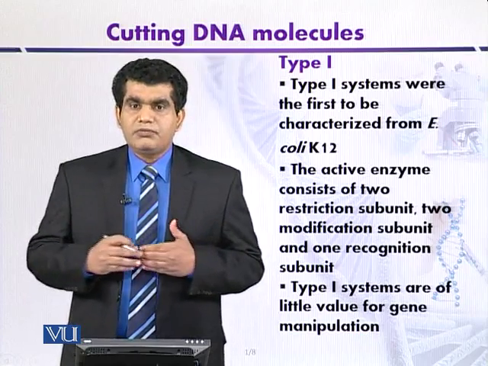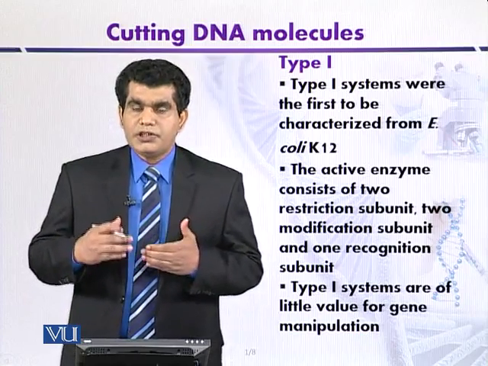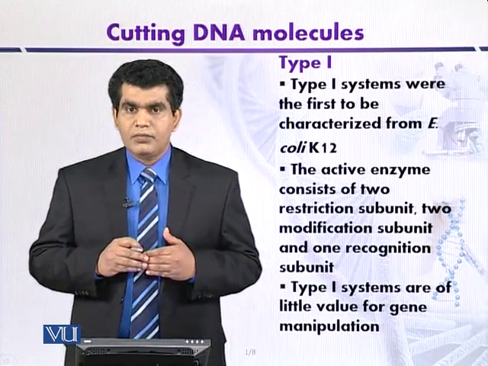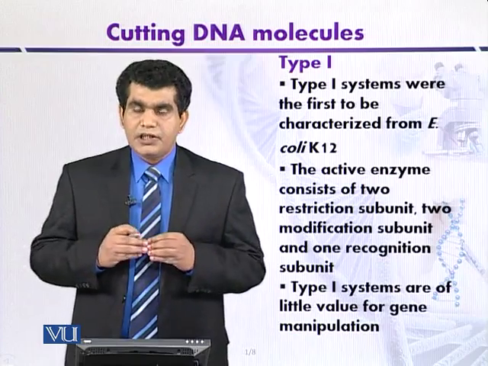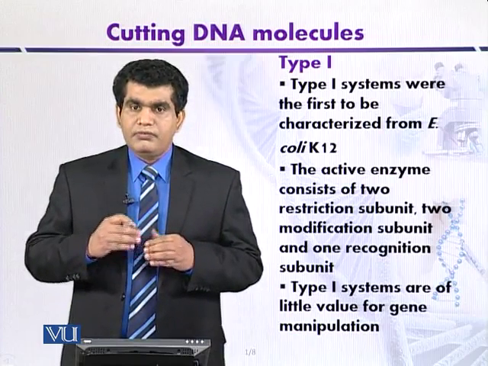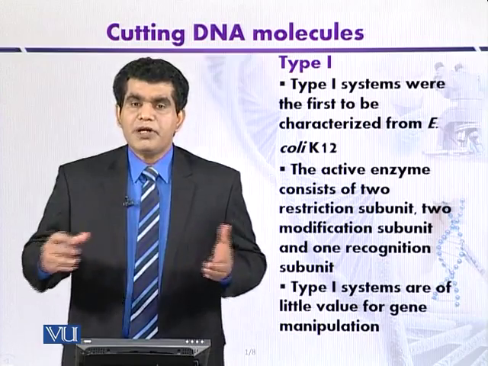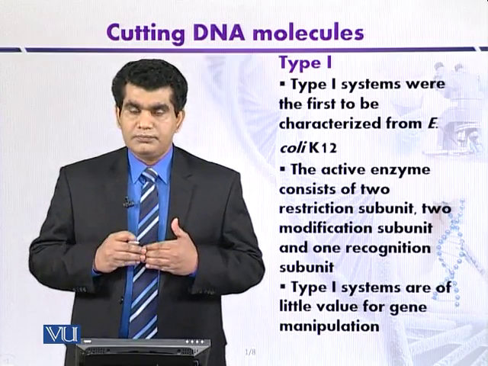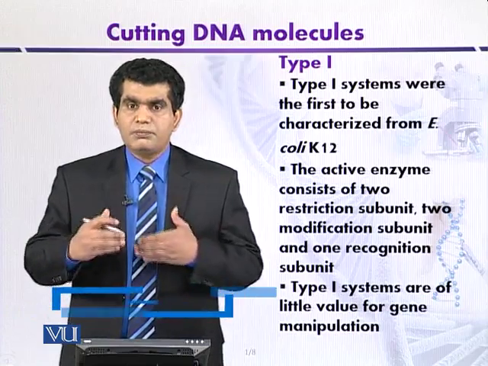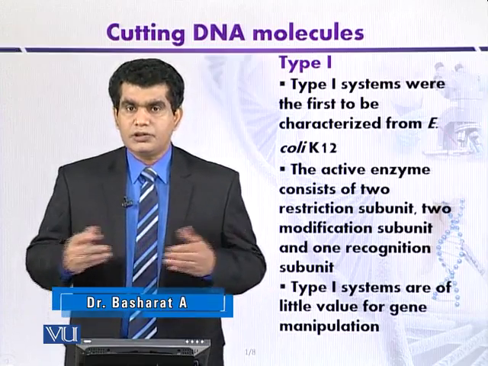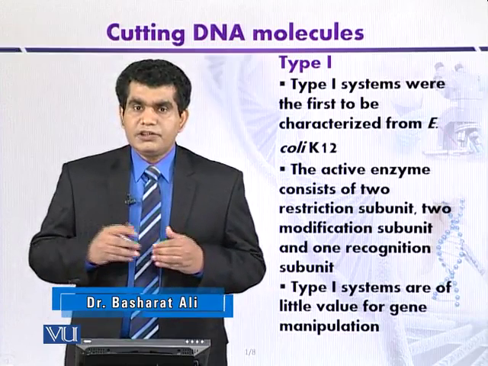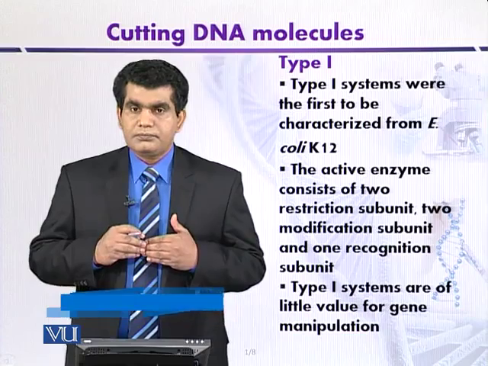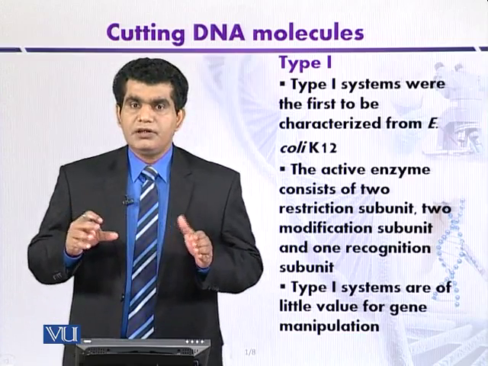Now, type 1 system was the first one to be elucidated or discovered from E. coli K12. तो जैसे पहले डिस्कस किया जा चुका है कि फ्रॉम द स्टैंड पॉइंट ऑफ जीन मैनिपुलेशन प्रोसीजर्स तो इसकी इतनी अहमियत नहीं है. Why? Because practically it is not good. The reason is that this type 1 restriction enzyme cleaves the DNA randomly.